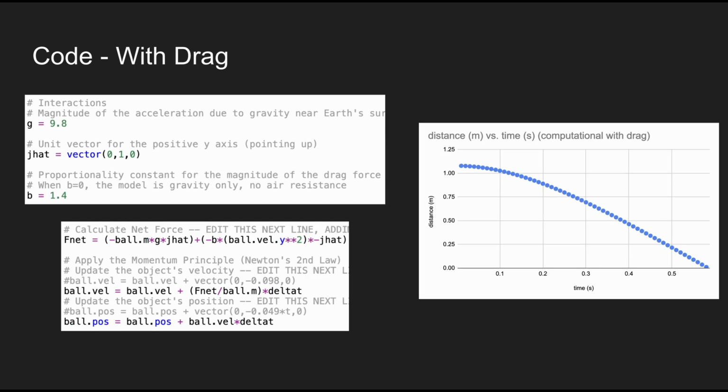To simulate a falling object with both forces of gravity and drag, I needed to add the formula for the force of drag to my net force equation. The force of drag was calculated in my code by multiplying the square of the velocity's y component by the negative of the direction of the object's motion, and then multiplying that by a proportionality constant. With the addition of this force to my code, the resulting position over time graph shows changing velocity at the beginning and more constant velocity at the end.